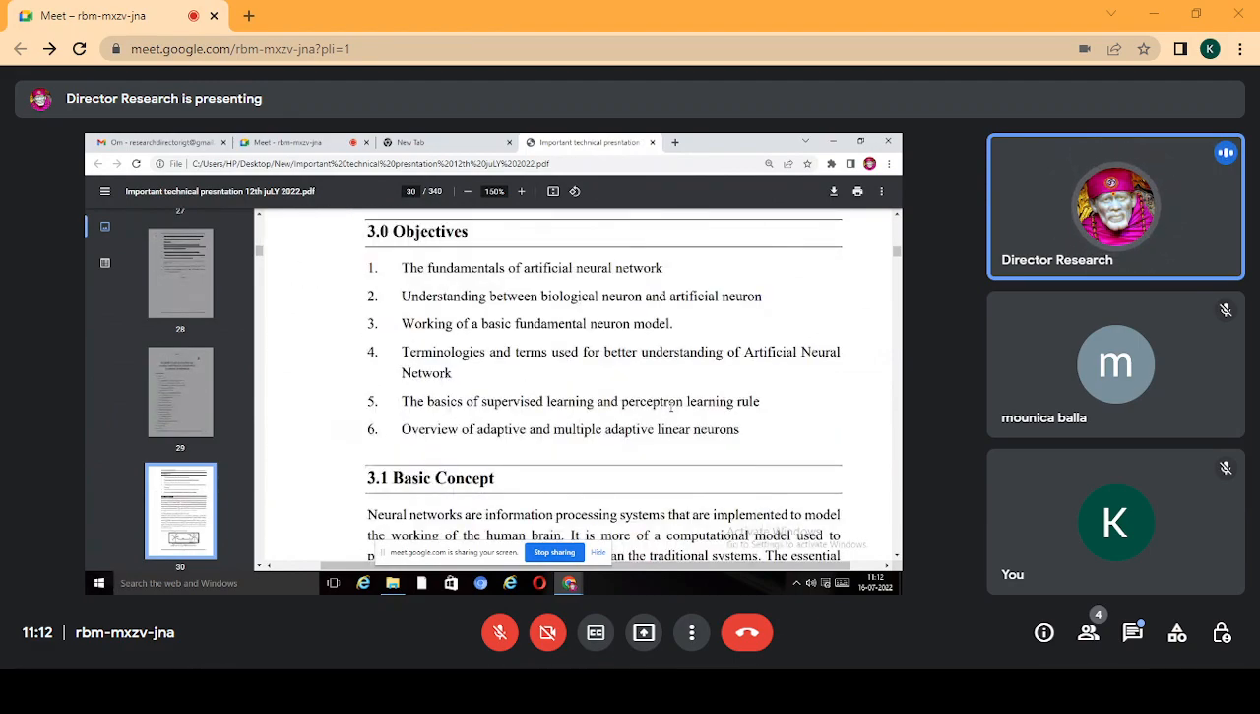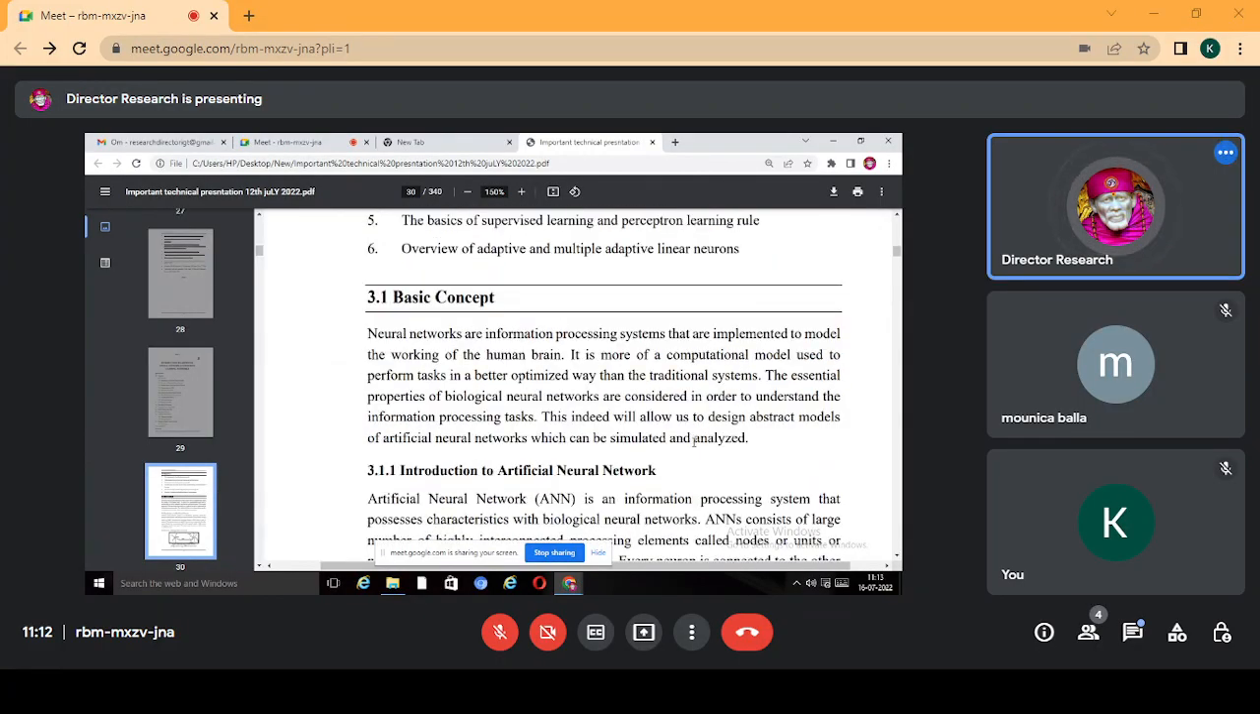The objectives we have to meet in this chapter are these. The first point is the fundamentals of artificial neural network. The second point is understanding the difference between the biological neuron and artificial neuron. The third one is working on a basic fundamental neuron model. The fourth one is terminologies and terms used for better understanding in artificial neural network. And the fifth one is the basics of supervised learning and perceptron learning rule. The sixth one is an overview of adaptive and multiple adaptive linear neurons.